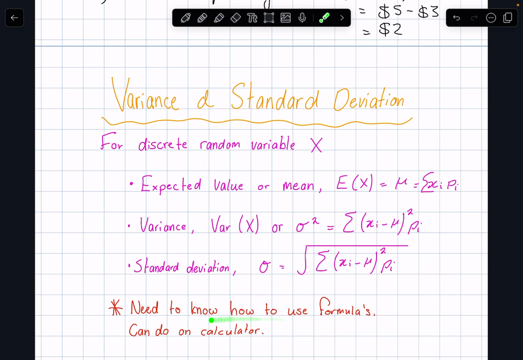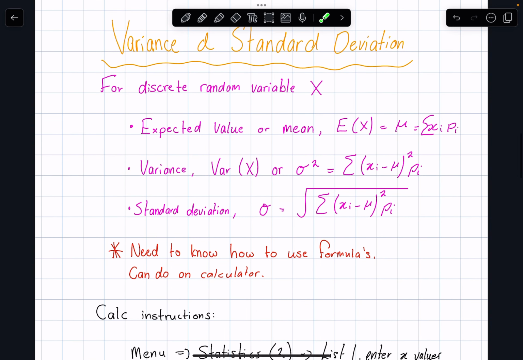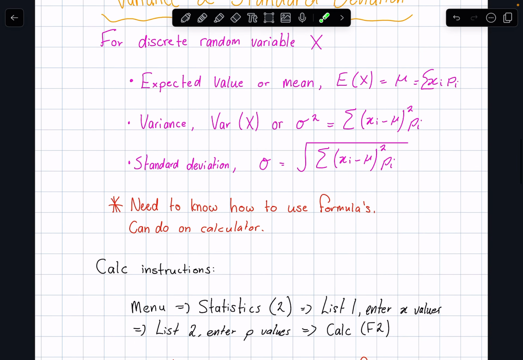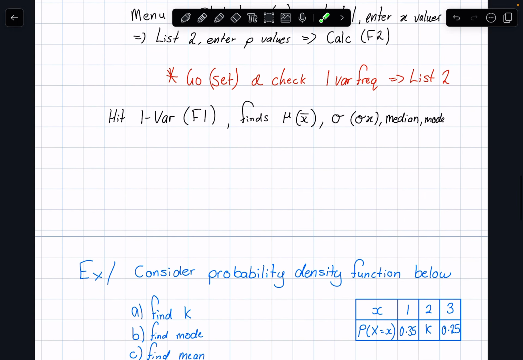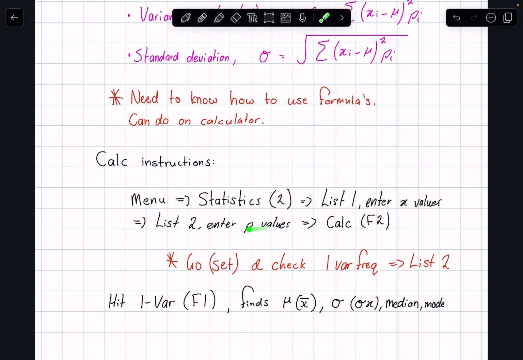Now we do need to know how to use these formulas, but we can do it on the calculator, and I'm going to share the instructions with you now. So this is for a Casio FX-CG50 or an earlier model if you have that. So we want to go Menu, and then we want to go to Statistics, which is number 2. In List 1, we're going to enter our x values. So if I scroll down a little bit, they would be my 1, 2, and 3 here. In List 2, we're going to enter our probability values, and we're going to go Calc, which is F2.